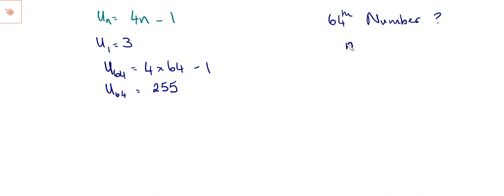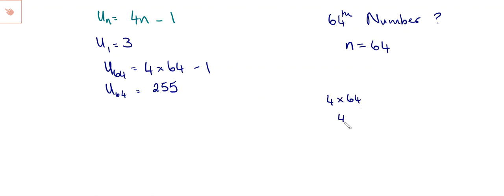So we know that n has to be 64. So what we've done is substituted 64 for n. And that's what we're going to do. Harry. 4 times 64, let's just check.